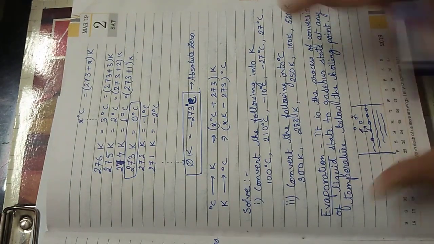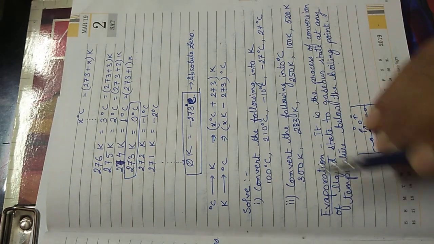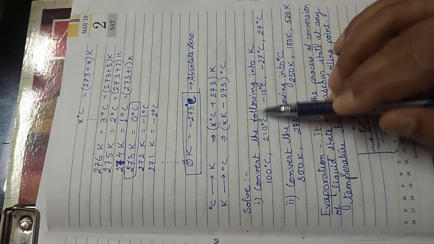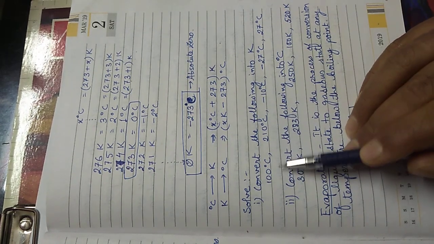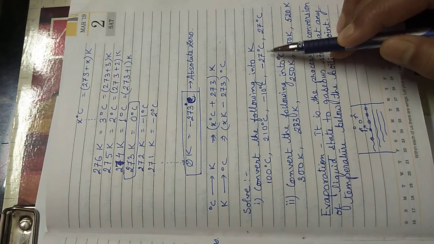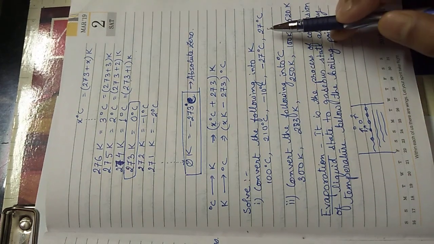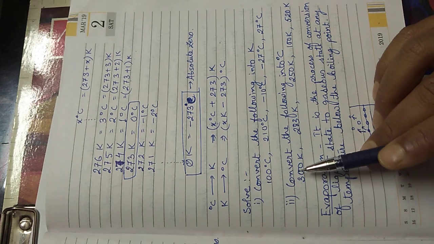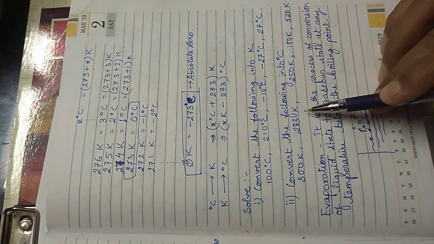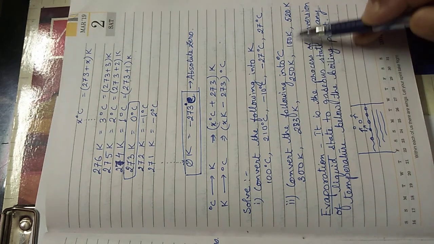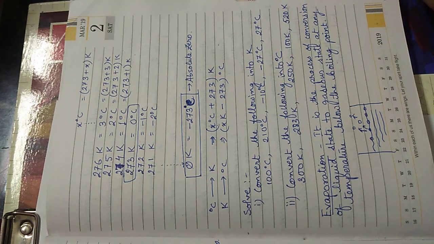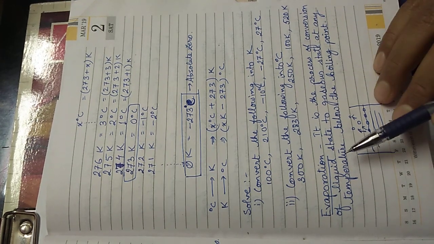So here are two sums I have given here. So you try to do it. Convert the following into Kelvin: 100 degrees Celsius, 110 degrees Celsius, minus 10 degrees Celsius, minus 27 degrees Celsius. And second one, convert the following into degrees Celsius: 300 Kelvin, 283 Kelvin, 250 Kelvin, 100 Kelvin and 520 Kelvin. So after this, we'll be discussing the concept of evaporation.